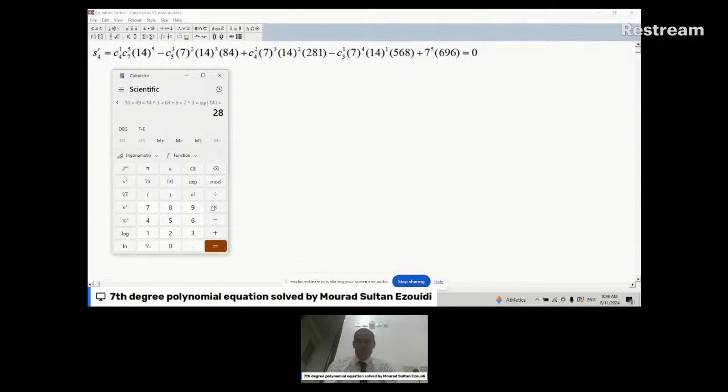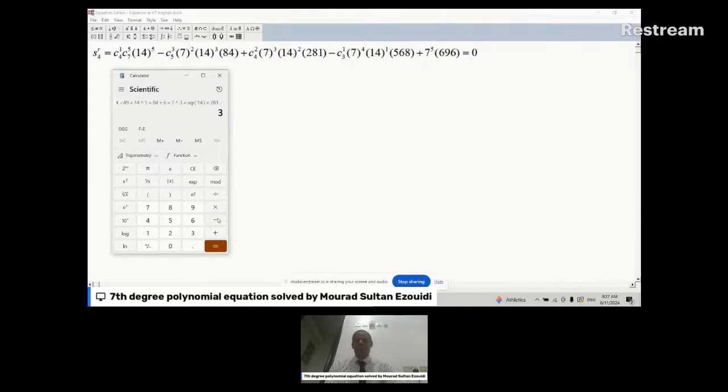So only with Mr. Mourad Sultan Ezouidi can you dive into the field of solving nth degree polynomial equations. Other theory tells you that for more than degree 5 we cannot solve polynomial equations, and this is a mistake, because now we can solve polynomials to the power n, whatsoever. Okay, we continue.